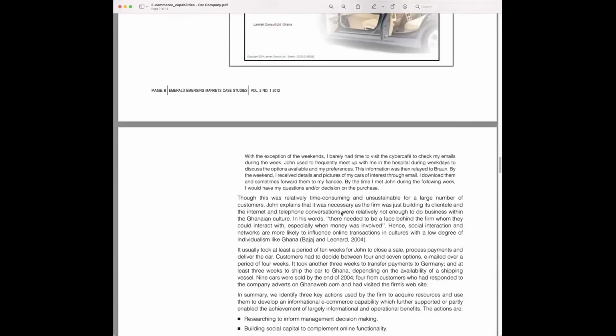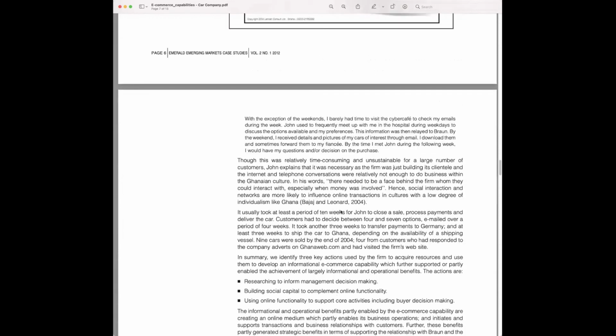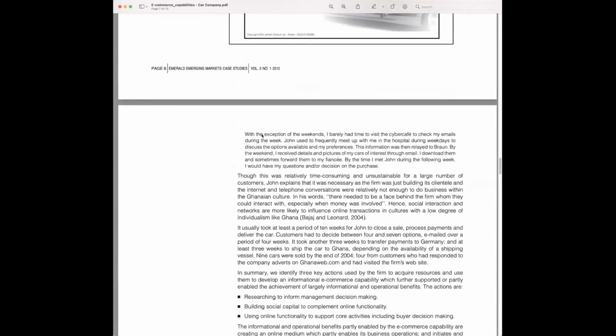Then occasionally too, you can bring in quotes from different respondents. It can't be from only one respondent; that invites the biases we're talking about. So look at this one. One of the customers, a resident medical doctor, comments that with the exception of weekends, I barely had time to visit a cyber cafe to check my emails. John used to frequently meet up with me in the hospital.